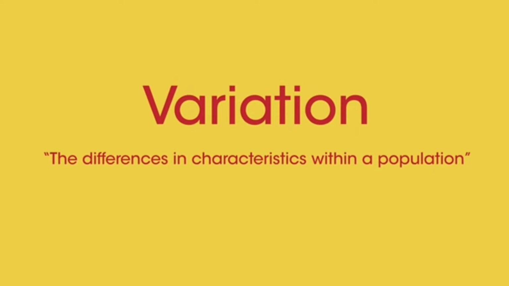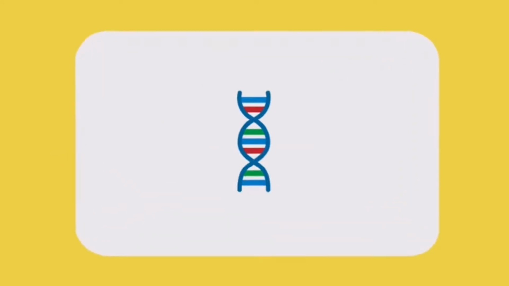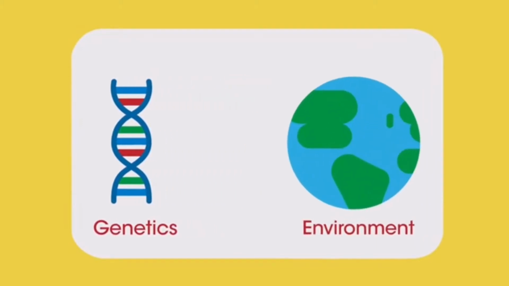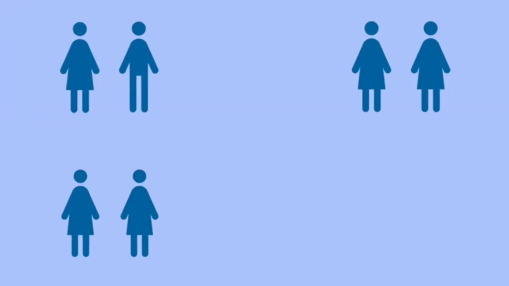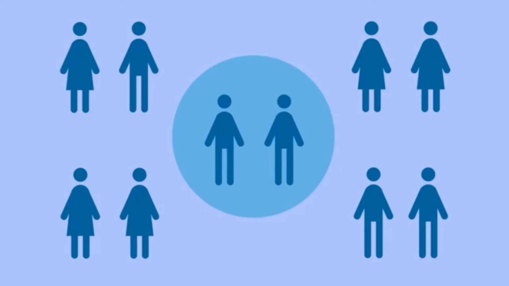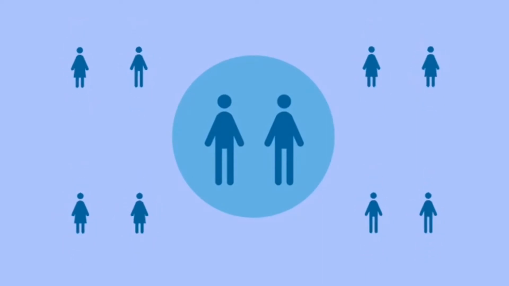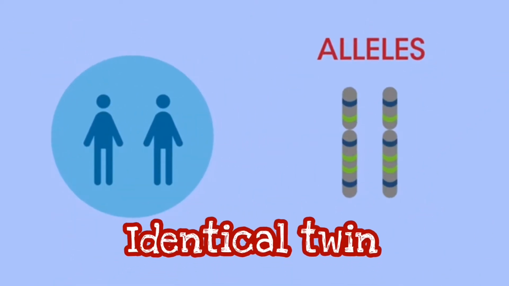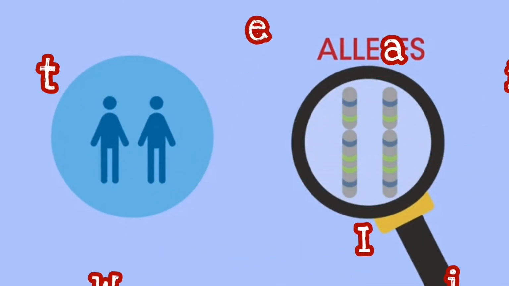Variation is the differences in characteristics of individuals within a population. It can be due to genetics, the environment, or a combination of both. Let's start with genetics. Different members of our population have different DNA, unless they are identical twins. This means they have different versions of genes called alleles, and these alleles give rise to different characteristics.